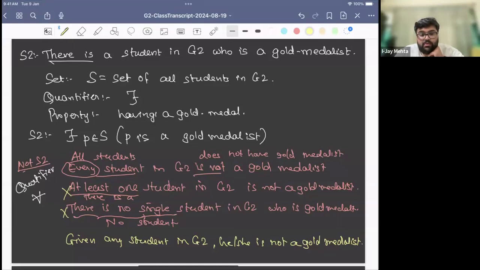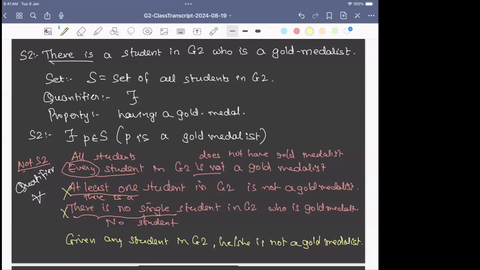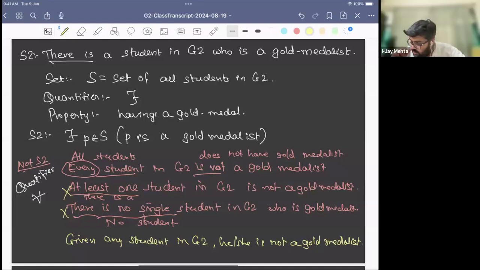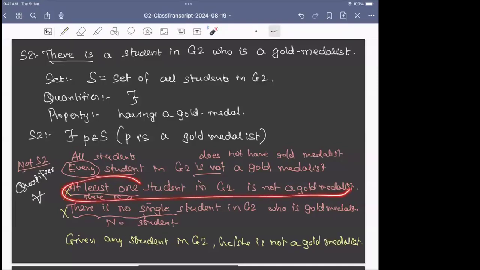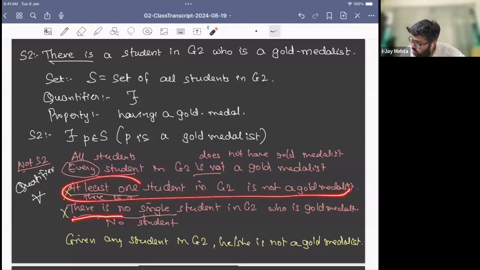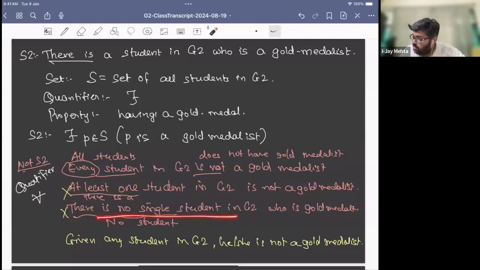Sumanyu? But sir, isn't the third one technically correct? At least one student in G2 is not a gold medalist. This you are saying? No, the third one, below this. This one? There is no single student, and there is. So is it the correct way of saying?